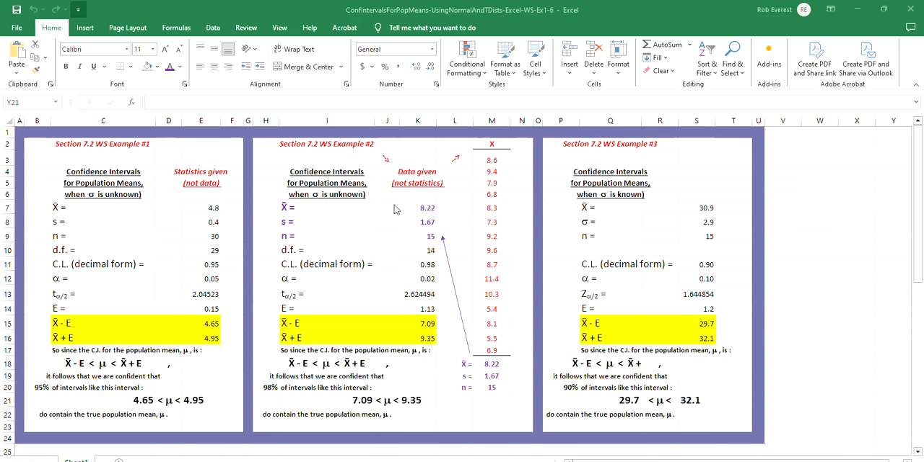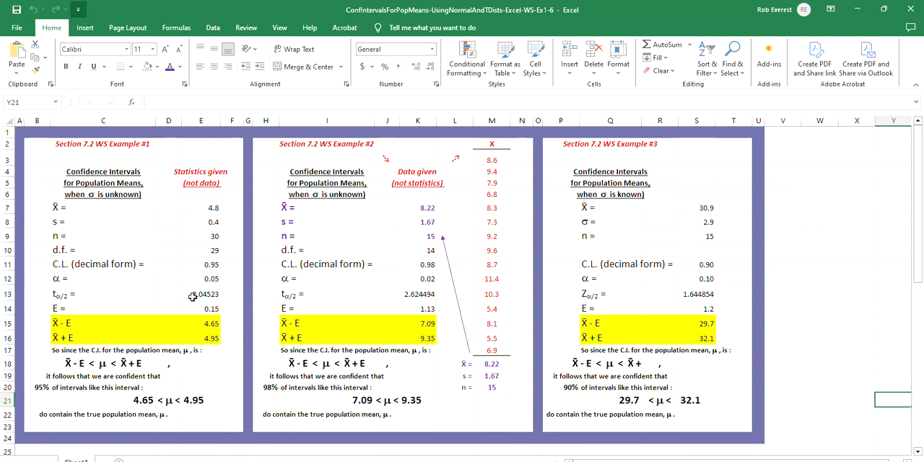So the first example on the worksheet was dealing with the lengths of metal screws, where the average given was 4.8 centimeters, and the standard deviation of the sample of 30 screws that were sampled was 0.4 centimeters, and the confidence level was 95%.